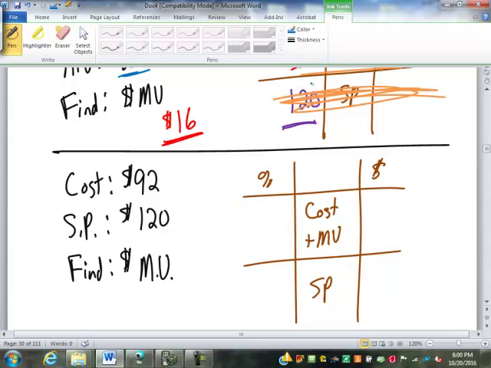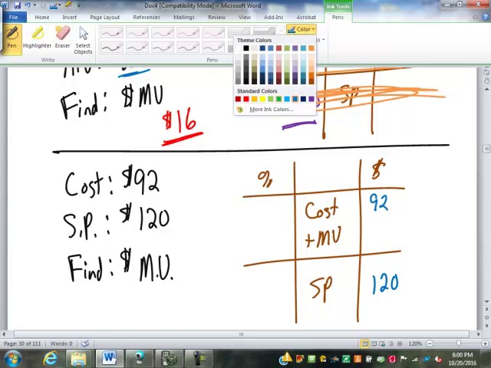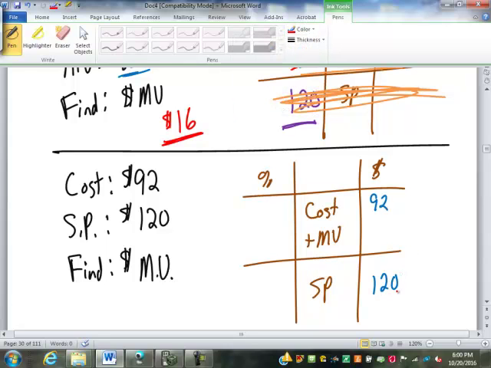Everything we're given here, $92 cost, $120 selling price. The dollar amount of the markup is just going to be found by subtracting 120 minus 92. We're not even told whether it's markup on cost or selling price. It doesn't matter. The dollar amount is just the difference between the cost and the selling price.